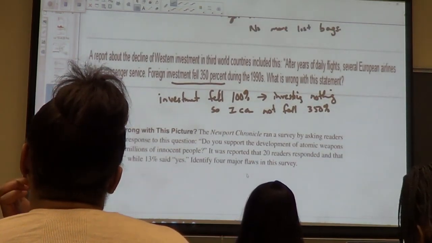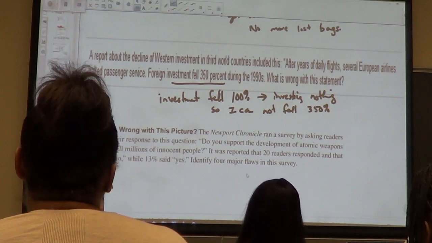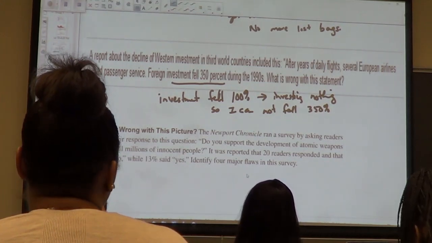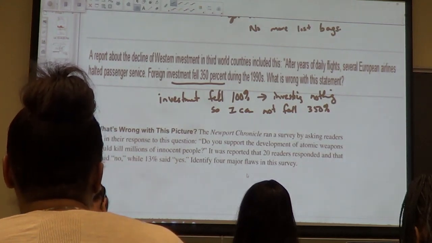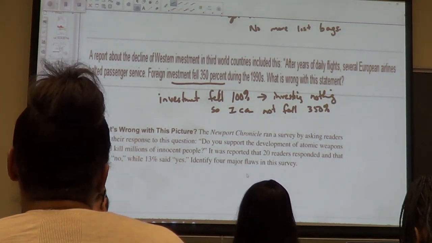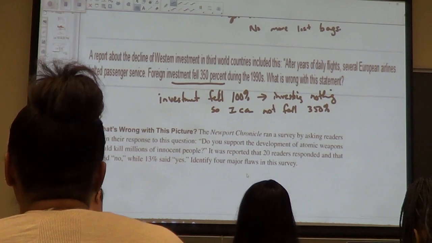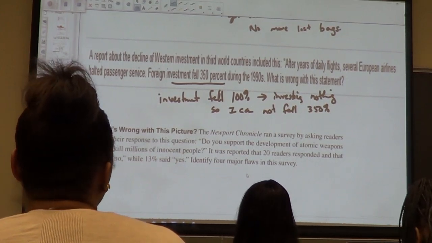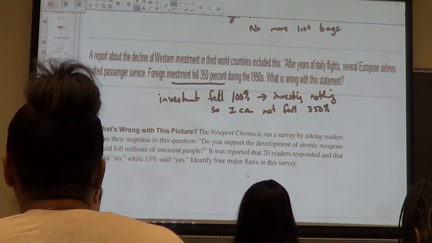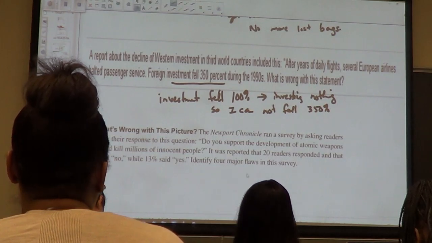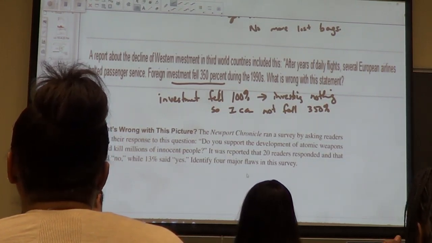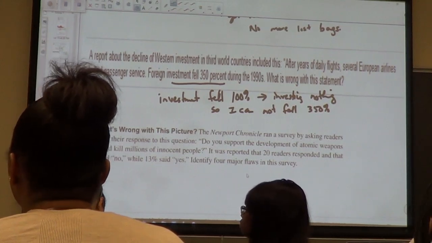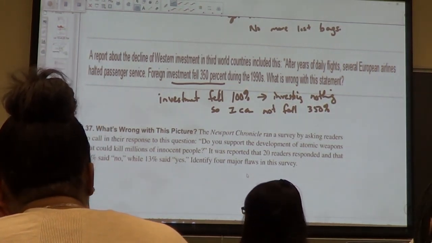Okay. The Newport Chronicle ran a survey by asking readers to call in their response: do you support the development of atomic weapons that could kill millions of innocent people? It was reported that 20 readers responded and 87% said no, while 13% said yes. Identify the flaw in the survey. It's a loaded question. Okay, we hear loaded question.